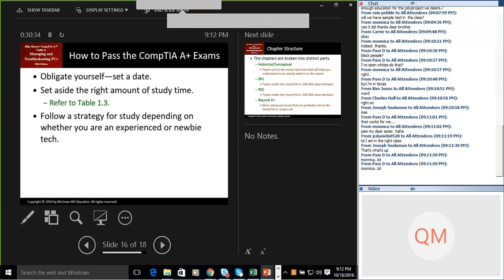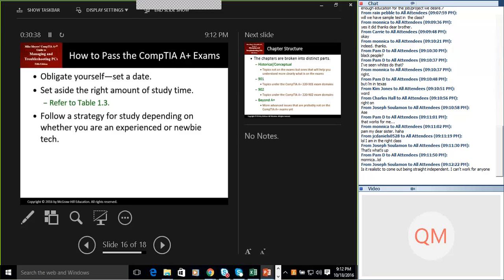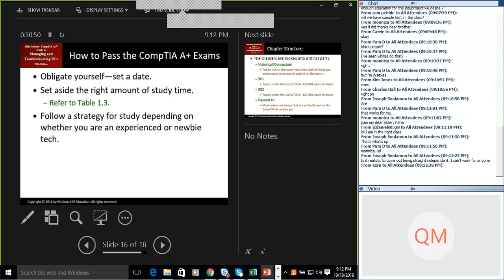Right. And that's the core of what we want to do, because a lot of times people run into that wall. You have the certification, but you have no experience. We got another question. Joseph asked, is it realistic to come out being straight independent because he can't work for nobody?